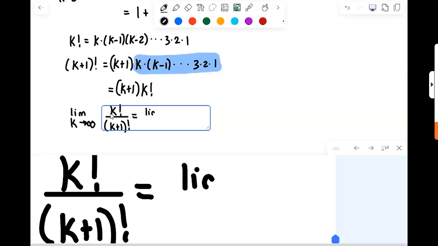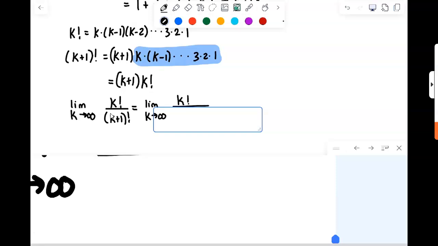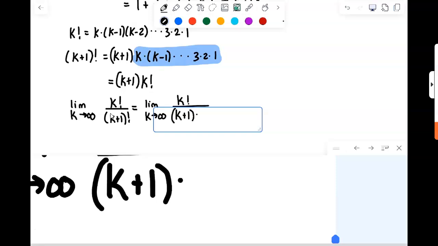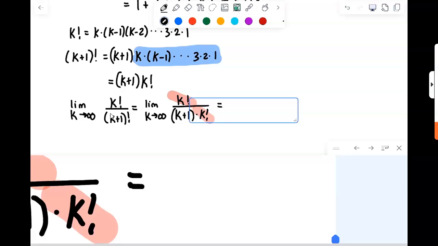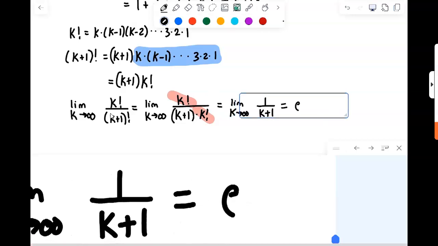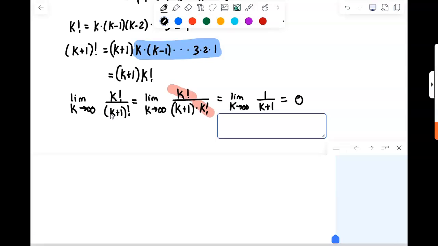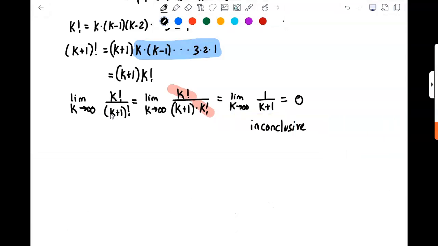But we can simplify by rewriting the denominator as k plus 1 times k factorial. And so the k factorial terms will cross out. And now we have the limit of 1 over k plus 1. So as k goes to infinity of 1 over k plus 1, that limit will go to 0. So at this point, the divergence test just tells us that this result is inconclusive. We don't know. It doesn't meet the divergence test at least. So it's inconclusive.